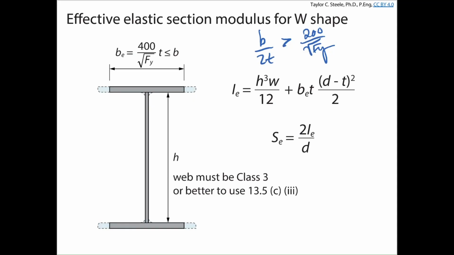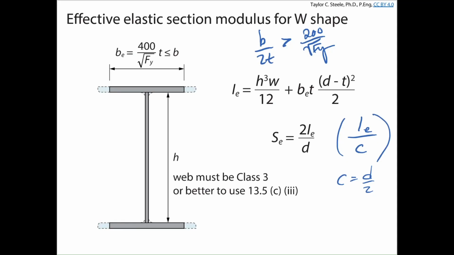For beams, we calculate an effective section modulus. Okay? The section modulus, again, is just equal to the effective moment of inertia divided by the distance to the extreme fiber, which is d over 2. Right? So this is basically the effective moment of inertia divided by c, where c is equal to d over 2. Okay, so everyone knows how to calculate moment of inertia from statics. We've got the moment of inertia for the web. That's h cubed times the width divided by 12.